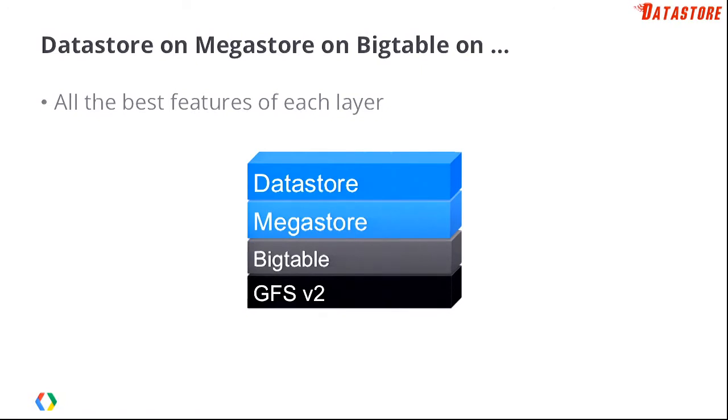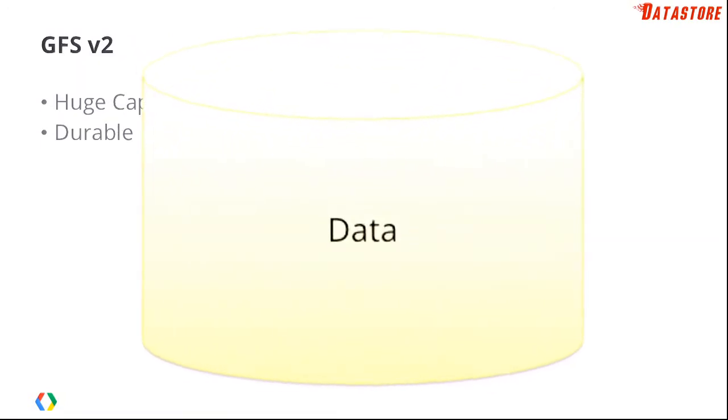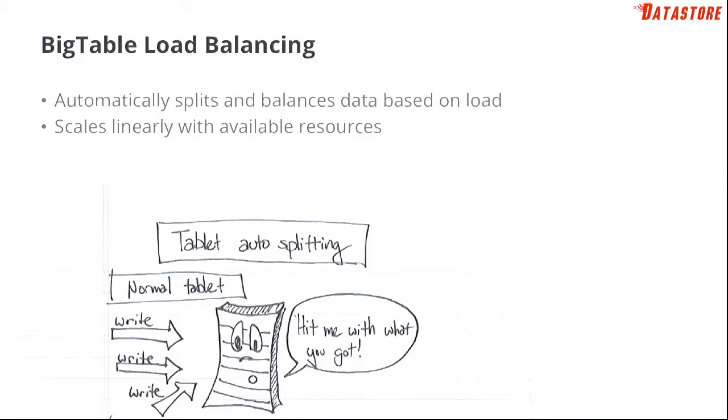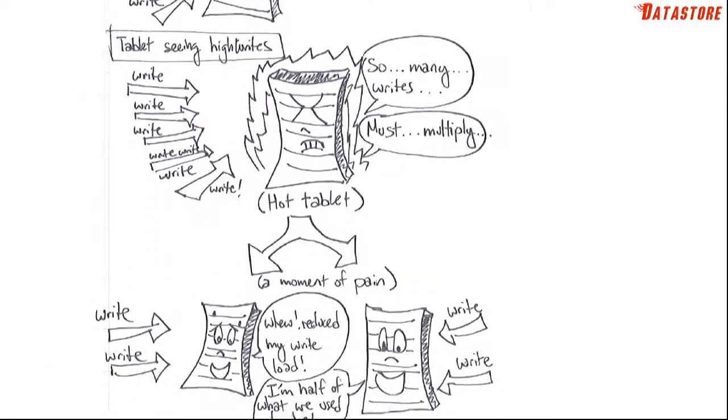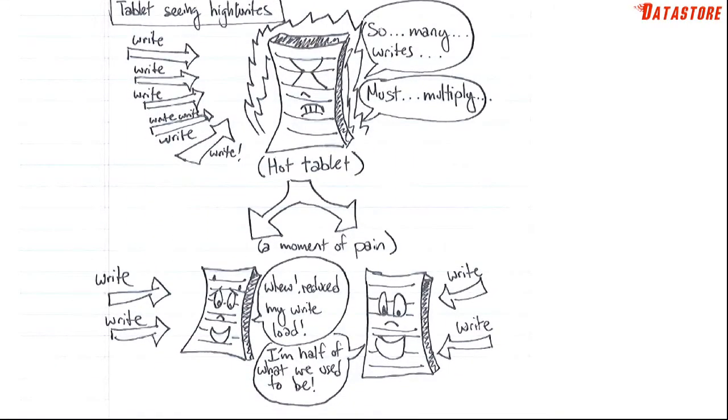For example, the lowest layer, Google File System, or GFS, provides huge capacity and extremely good durability. And this allows your application to get as large as it needs to get. And on top of that, we have Bigtable. And Bigtable automatically splits your data based on loads and balances them on the machines that we have available. And so say your traffic changes. All of a sudden, you have a spike of writes in one part of your data. What Bigtable will do is it will take down that one shard or tablet and split it into two pieces and then load those on different machines. And I'd like to thank Ekai for this very excellent comic demonstration of this.